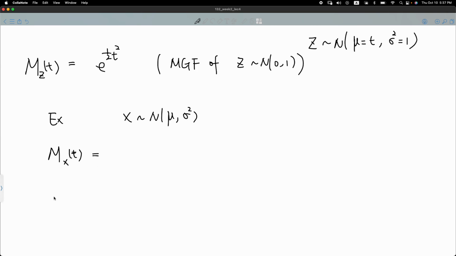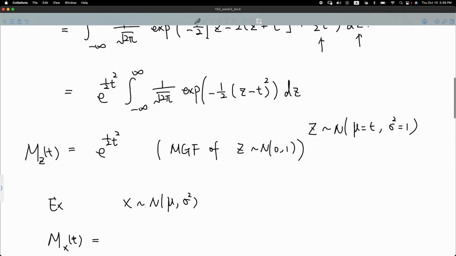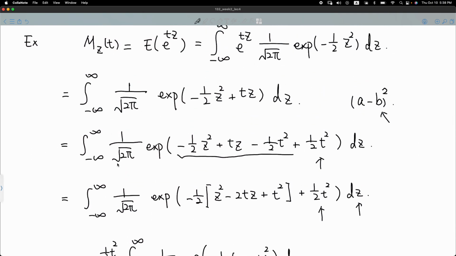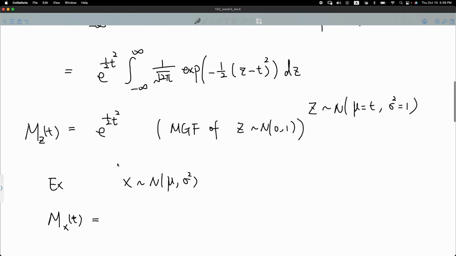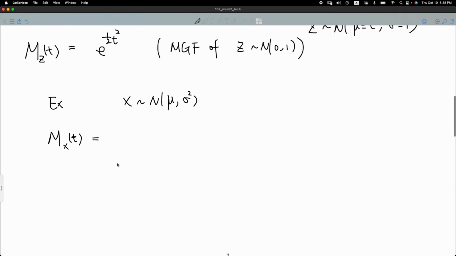So any thoughts on how we can use a simpler way to calculate this expression without doing the integral as what we did for a standard normal distribution? Any thoughts? Given that we know the moment generating function for a standard normal looks like this, any thoughts on how to use a simpler way to calculate this moment generating function?